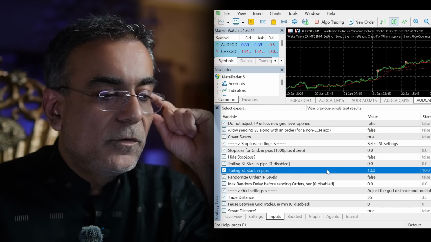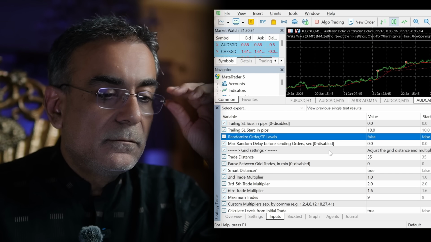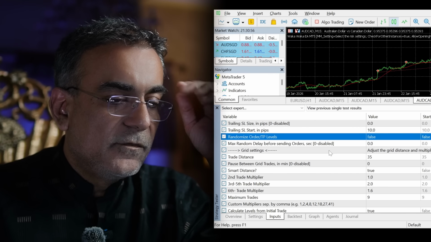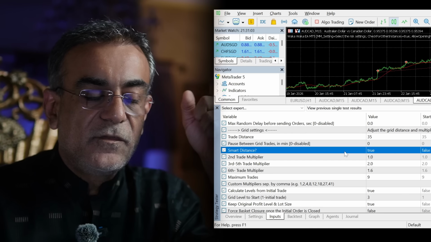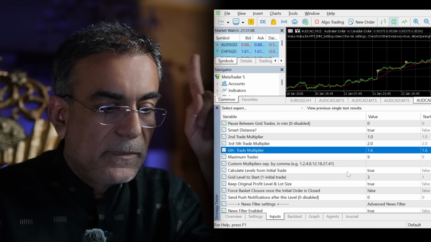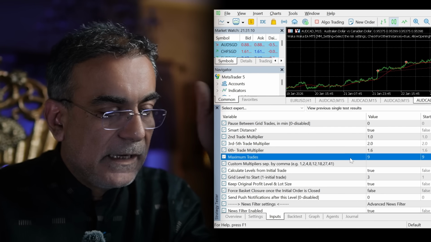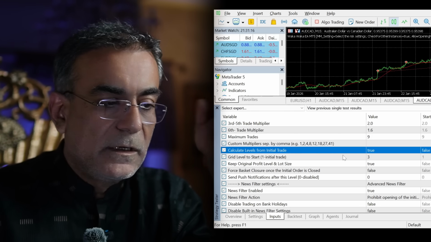Then trailing the stop loss in pips, understand. Randomize order TP level, like what? I mean, just take it out of your hat. And then the trade distance we've been through. A smart distance is based on ATRs. Multipliers we've already understood. Maximum number of trades on the EA, fine, understood. Calculate level from the initial trades, understood.